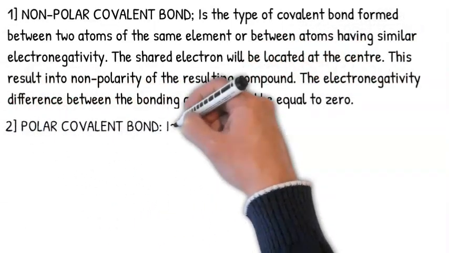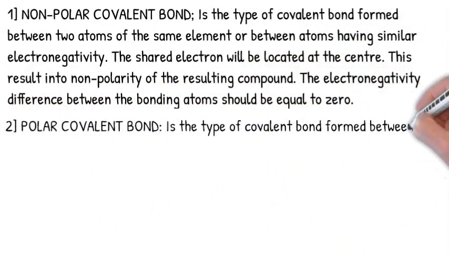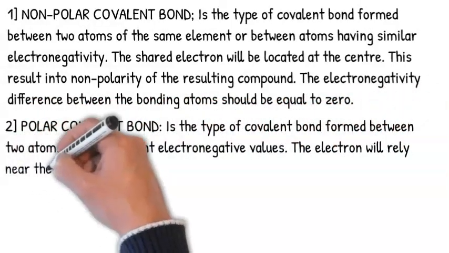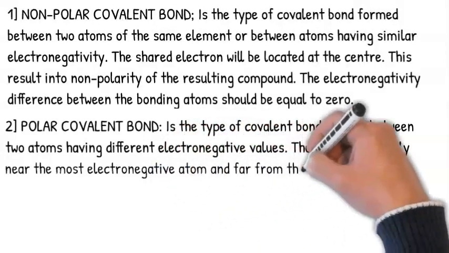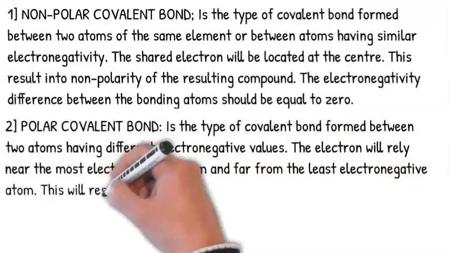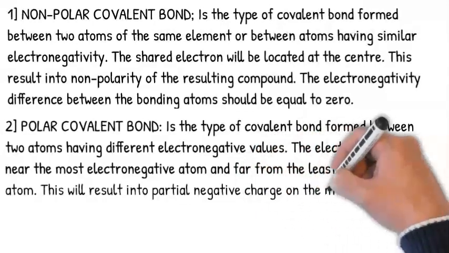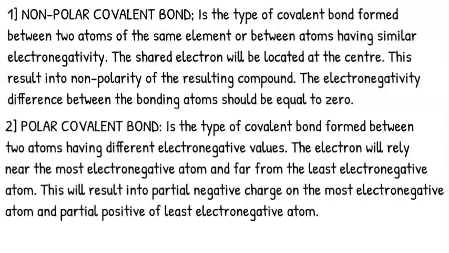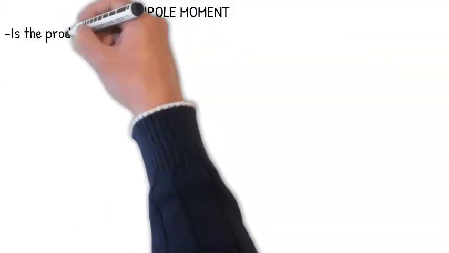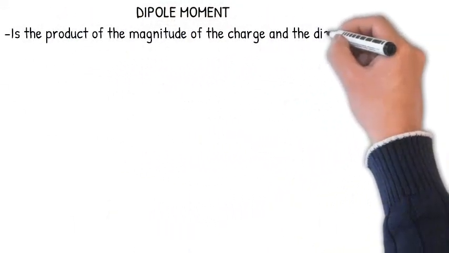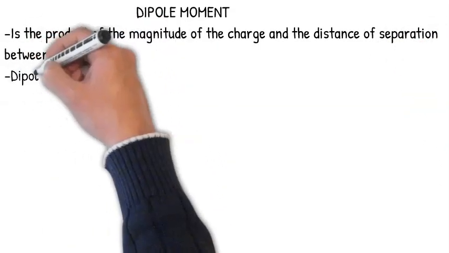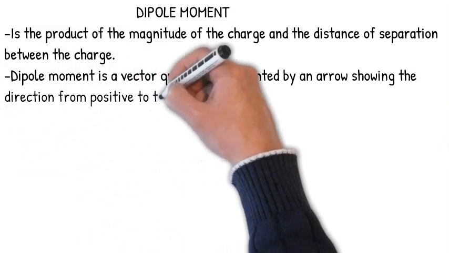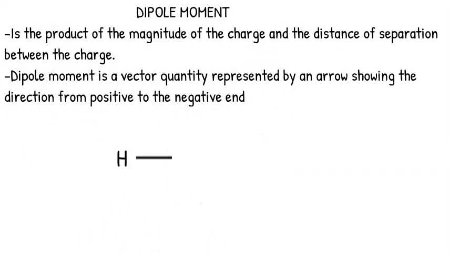Number 2. Polar covalent bond is the type of covalent bond formed between two atoms having different electronegativity values. The electrons will lie near the most electronegative atom and far from the least electronegative atom. This will result in a partial negative charge on the most electronegative atom and a partial positive charge on the least electronegative atom. Dipole moment is the product of the magnitude of the charge and the distance of separation between the charges. Dipole moment is a vector quantity represented by an arrow showing the direction from positive to negative end.